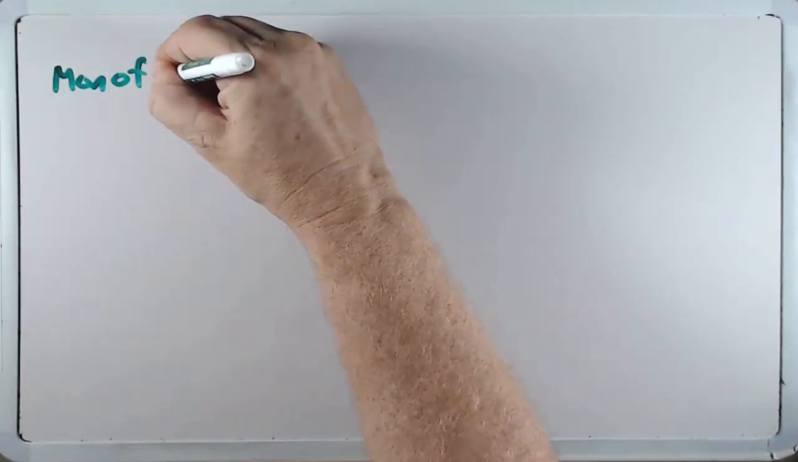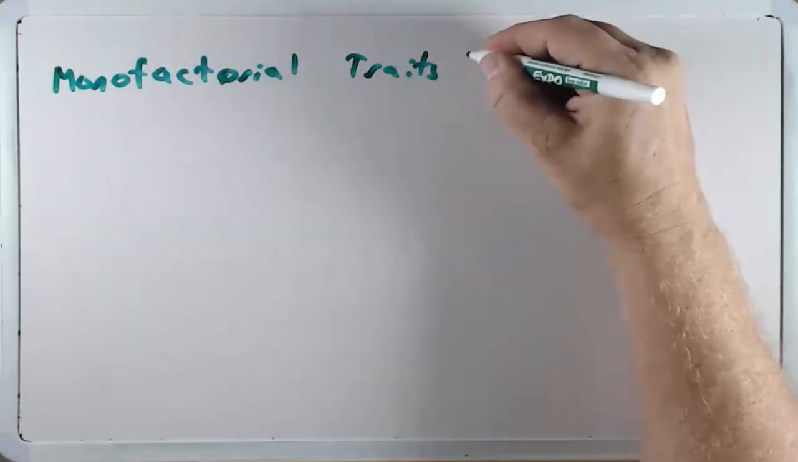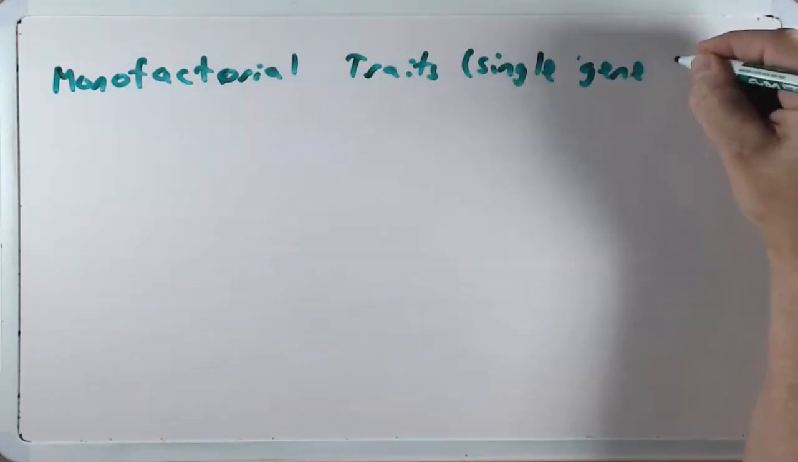This will be our third podcast on inheritance. I'm going to begin by comparing monofactorial traits with multifactorial traits. And then I want to introduce pedigrees, a tool that geneticists use and we will use periodically throughout the semester. Okay, so let's go ahead and begin with monofactorial traits. These are also called single gene traits.